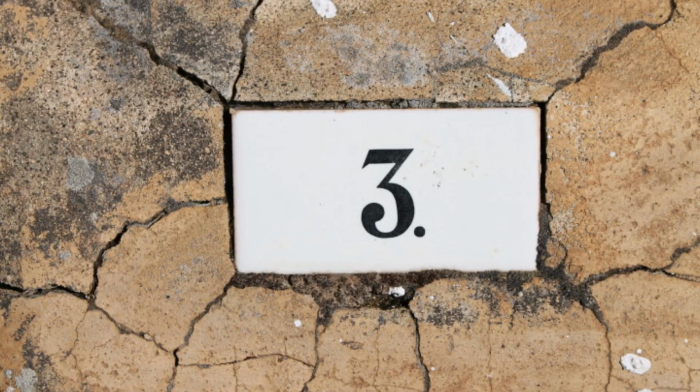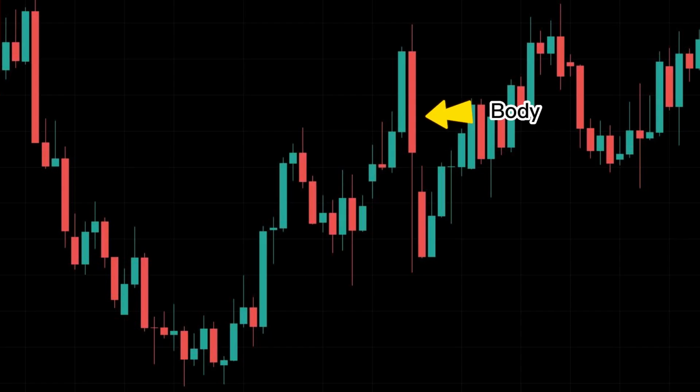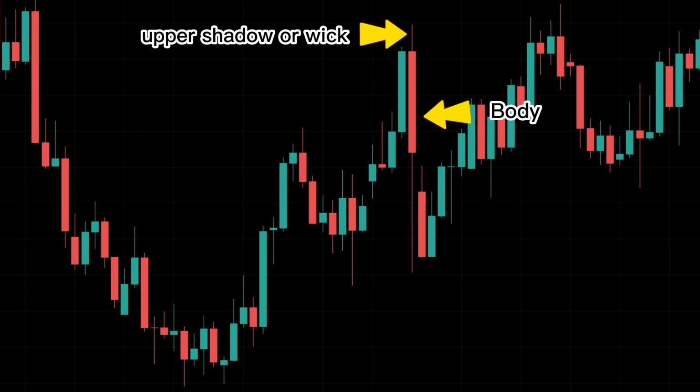Candlesticks are made up of three primary parts. 1. The body. 2. The upper wick, or shadow. And 3. The lower wick, or tail.